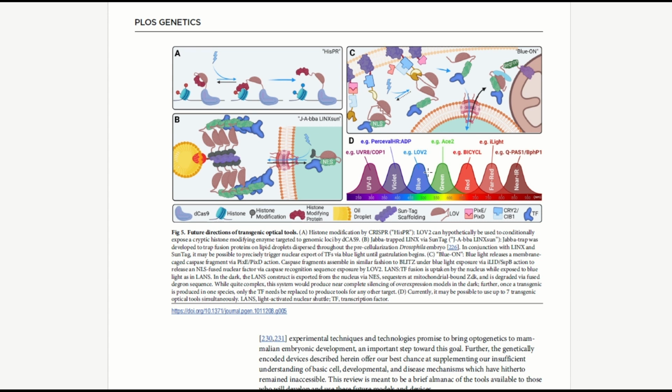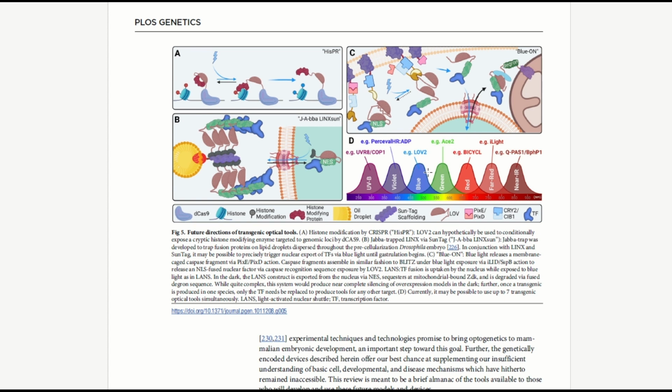We will undoubtedly see further exponential growth of the field of transgenic optical tool development and application in the coming years. Neurological and metabolic disorders stand to benefit greatly from future advances, which will undoubtedly include translational applications with medical potential. Encouragingly, advances in ex utero and in utero experimental techniques and technologies promise to bring optogenetics to mammalian embryonic development, an important step towards this goal.